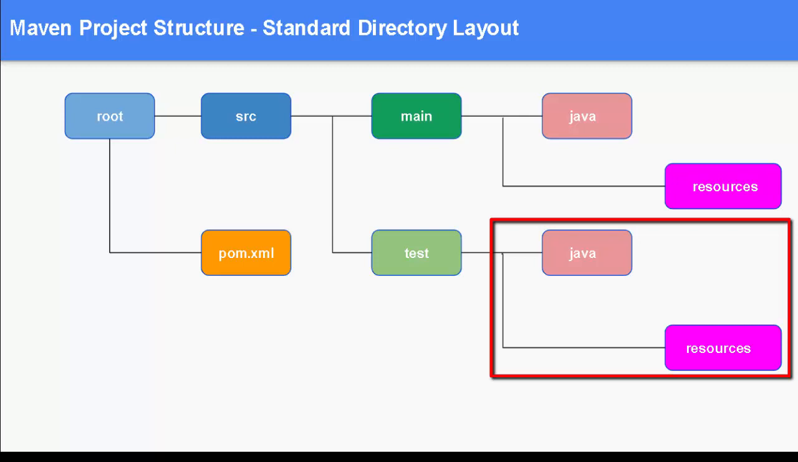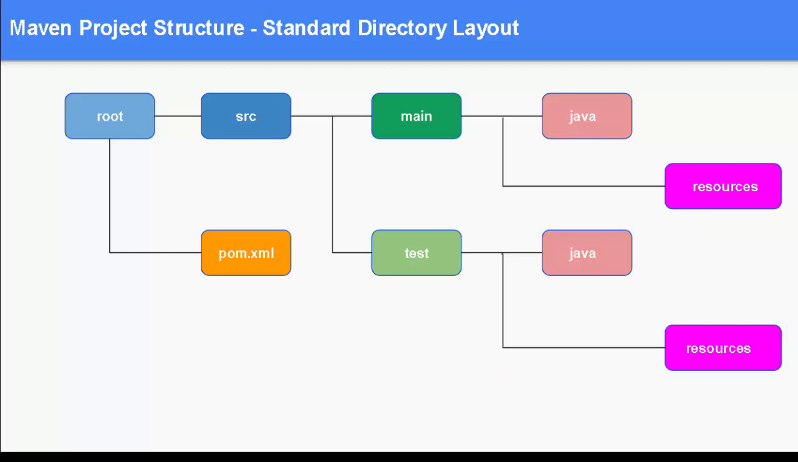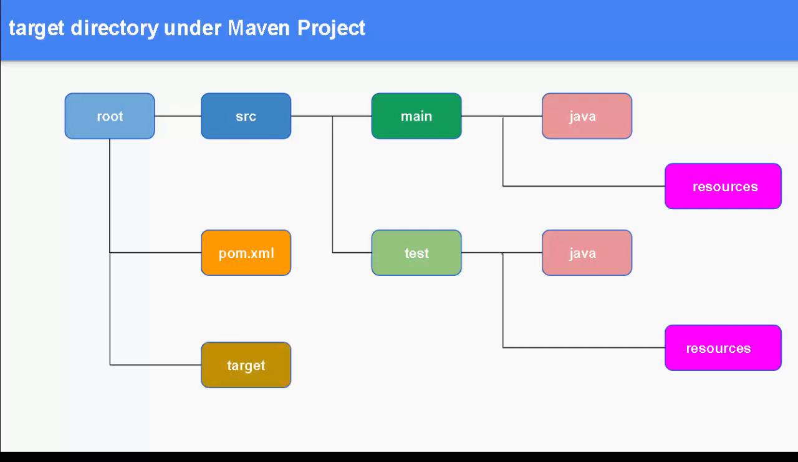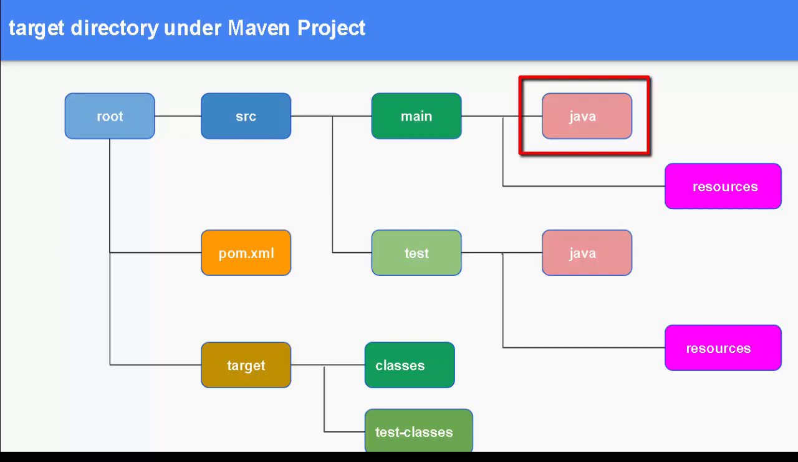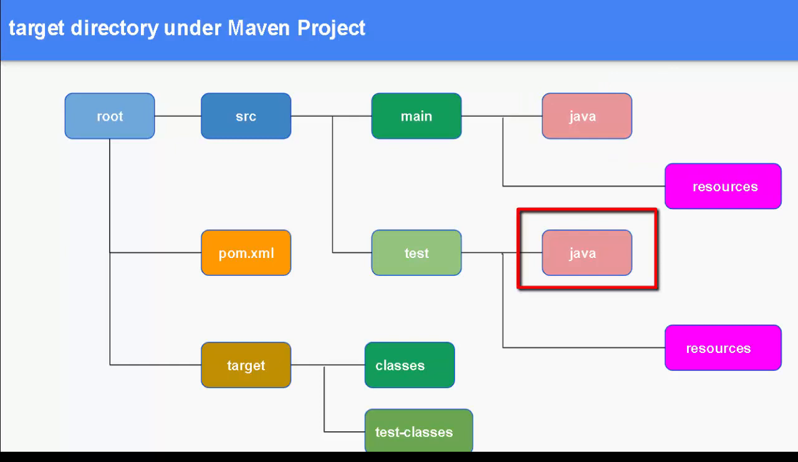Now, this is the standard structure, but when I run Maven commands like mvn compile, mvn build, mvn install, and I want to generate some packages or artifacts out of the Maven project, then a target directory is created under my project. This is the target directory which is created under root. Under the target directory, there would be two folders, classes and test-classes. Classes contains the class files for the source code I have under the main folder under Java. Similarly, test-classes contains the class files associated with the unit test case classes, which are under test Java.